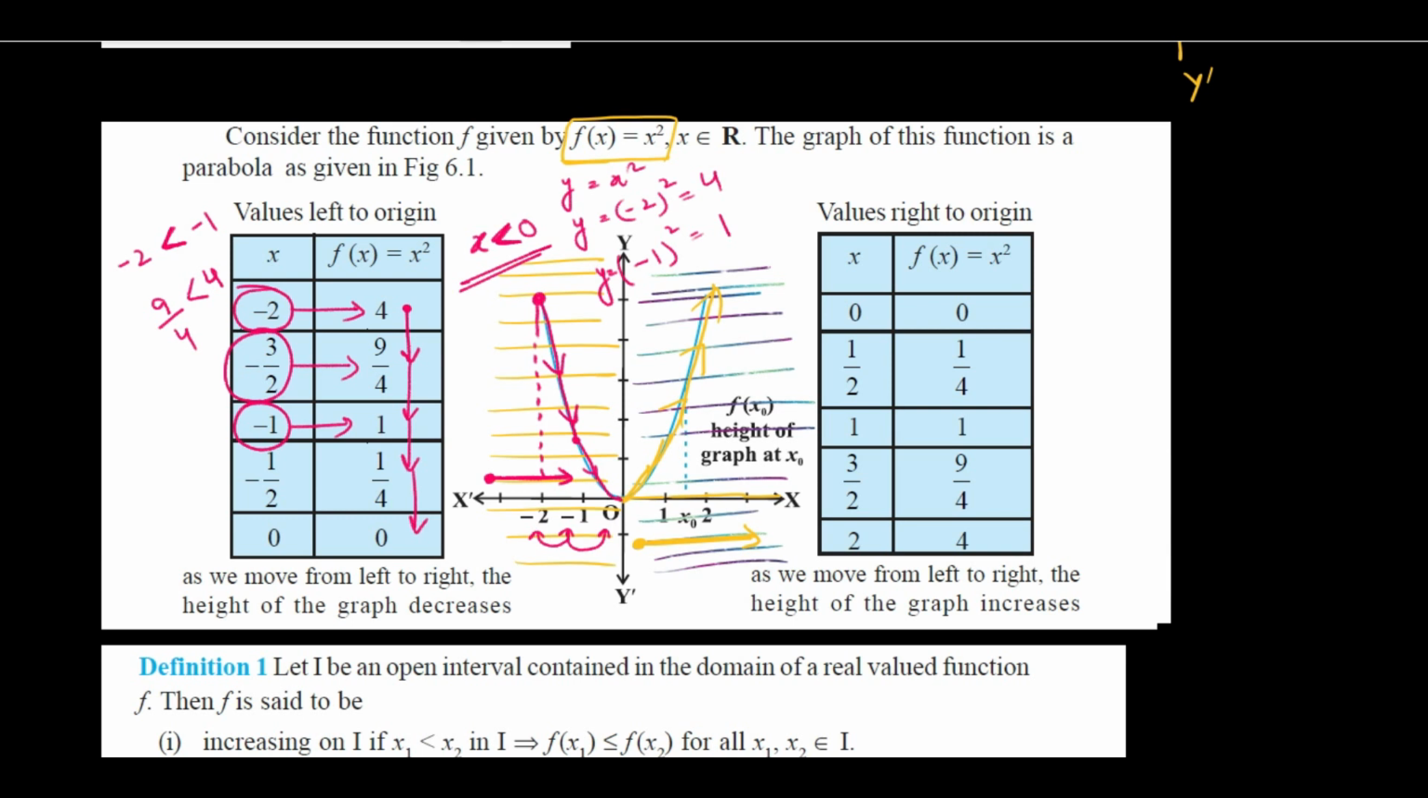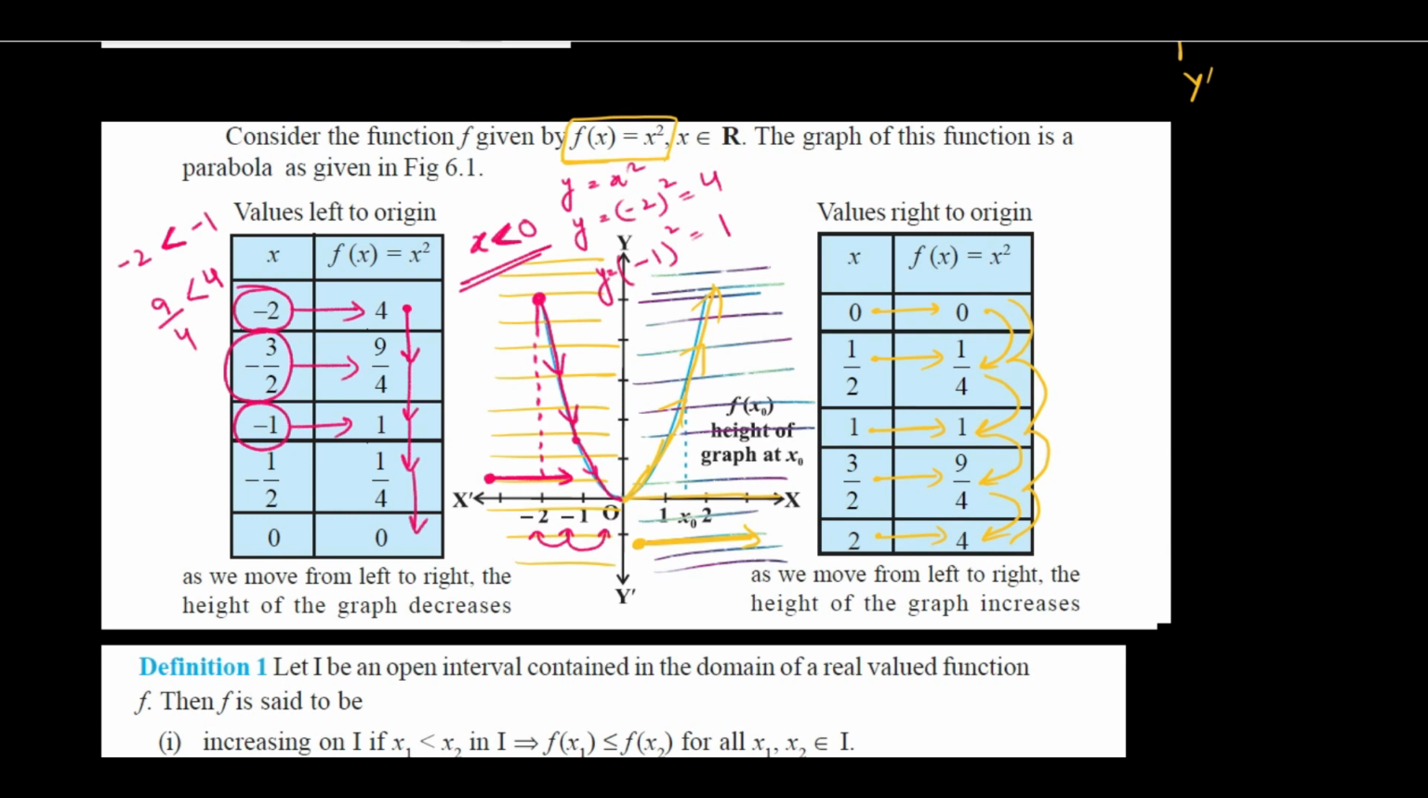From the table you can see for 0 you get the value 0, for 1/2, 1/4, for 1 we get the value 1. For 3/2 we get the value 9/4. For 2 we get the value 4. Here you can see 0 to 1/4, 1/4 to 1, 1 to 9/4 and 9/4 to 4. You can see here the value is increasing continuously.